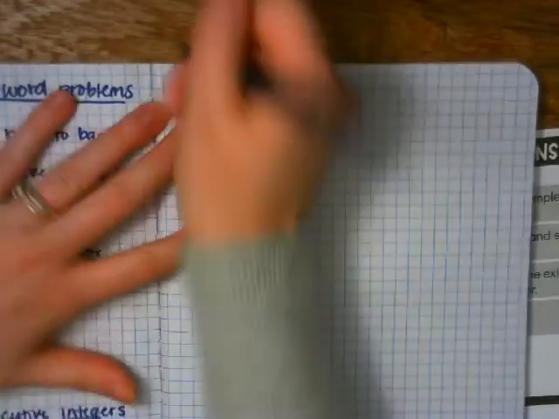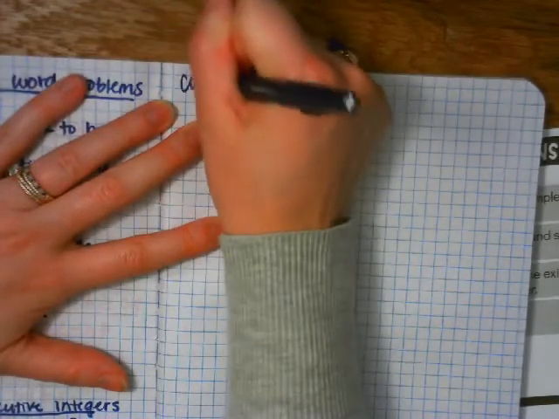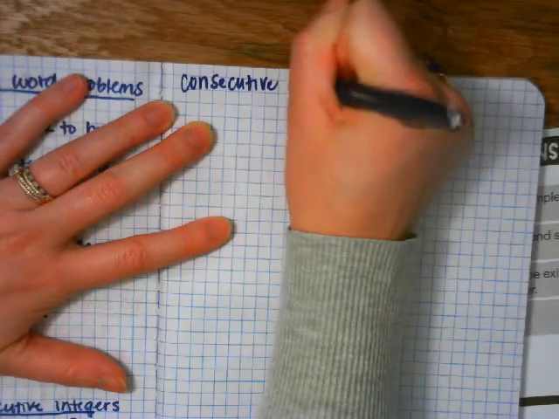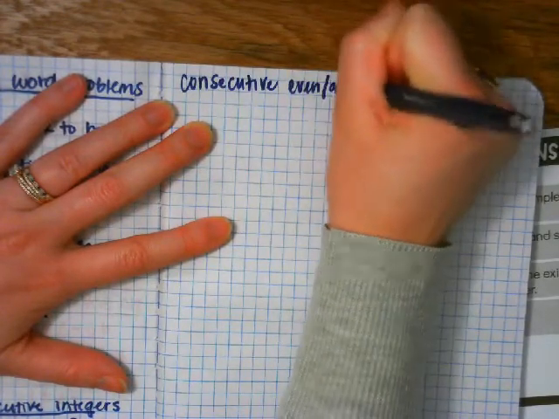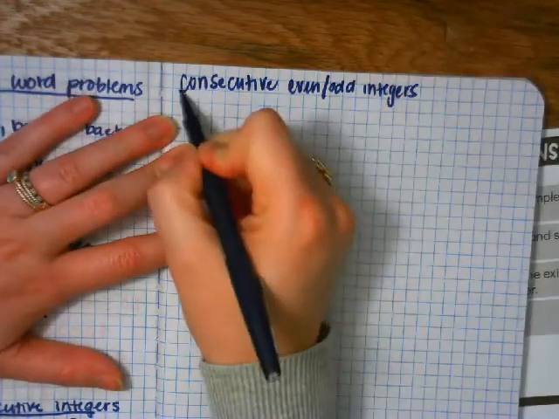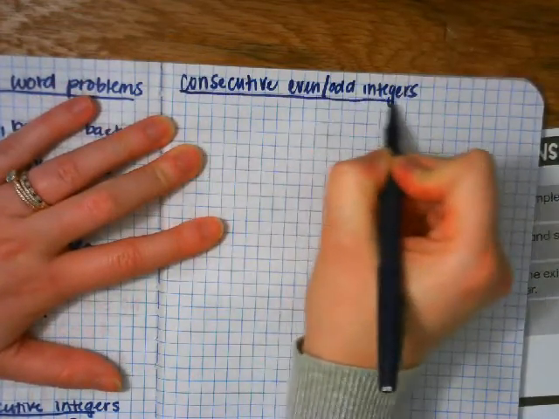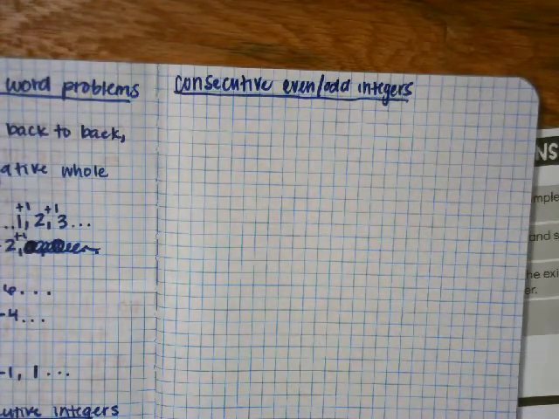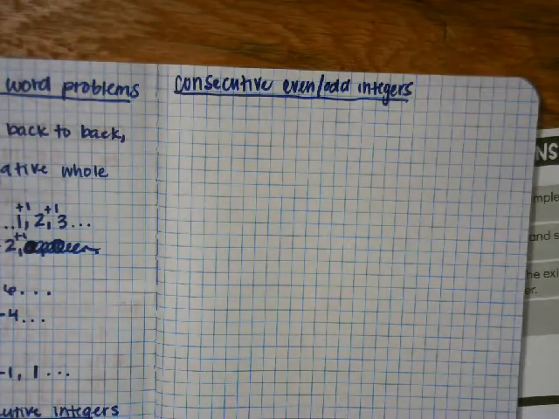Now we're going to look at consecutive even and odd integers. You solve these problems the exact same way, whether it's even or odd. It doesn't matter if it's even or odd. You're going to solve them the same way.